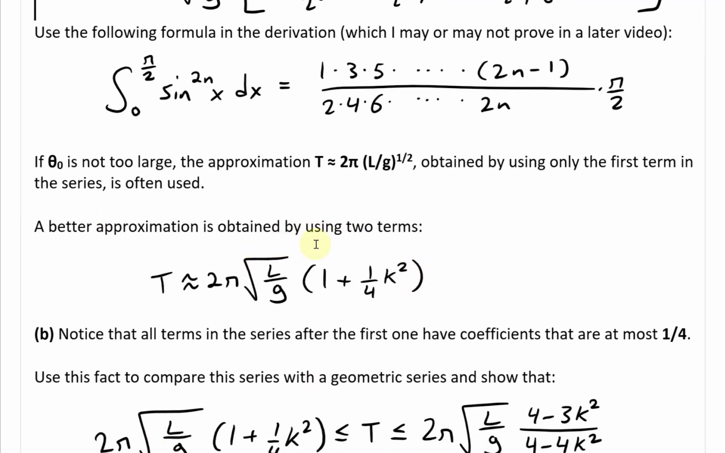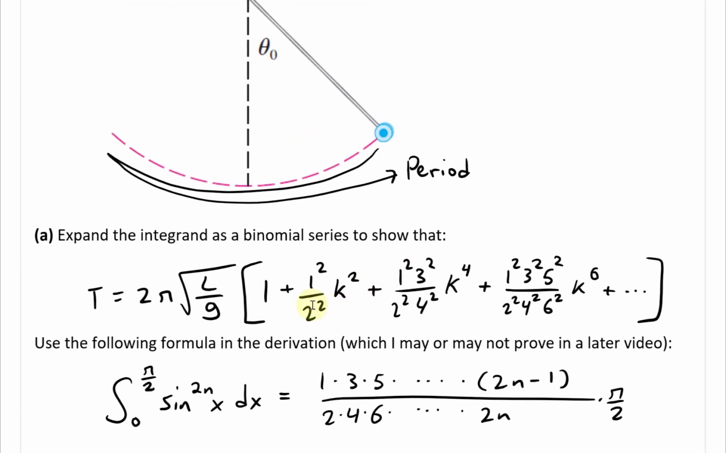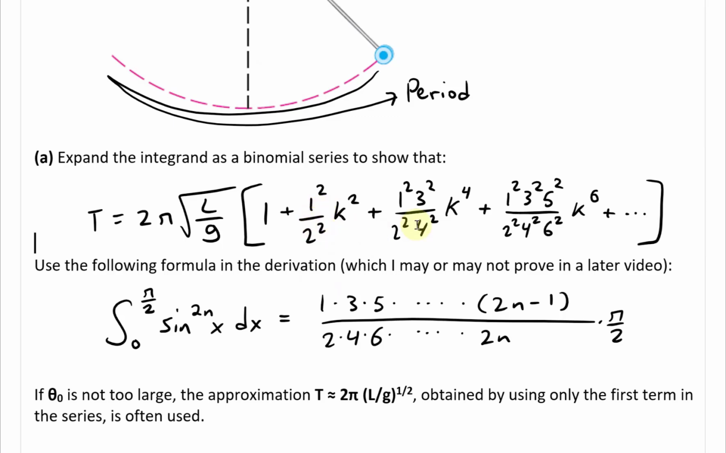A better approximation is obtained by using two terms, so we'll get this one here. Notice that all the terms in the series after the first one have coefficients that are at most 1 over 4. That is, we have 1 squared divided by 2 squared, which is just 1 over 4. Now here, you're multiplying by a fraction that's less than 1. Every single one of these, you're multiplying by less than 1, so these are getting smaller and smaller. So this is the biggest one, it's just this 1 over 4. It's going to be our biggest value.